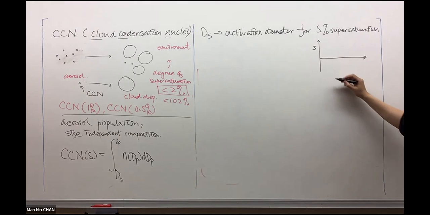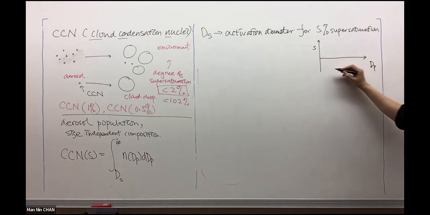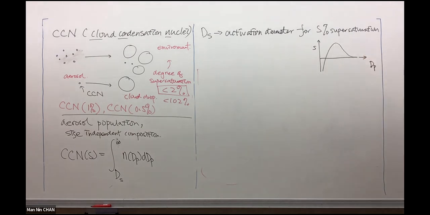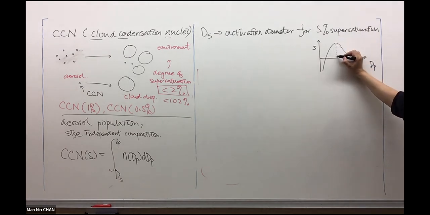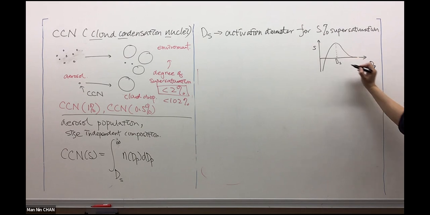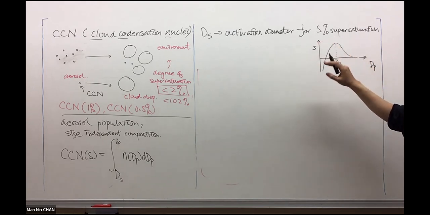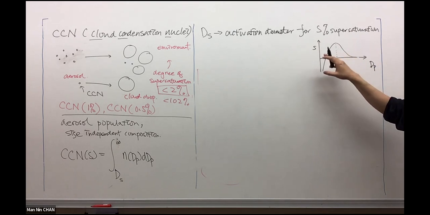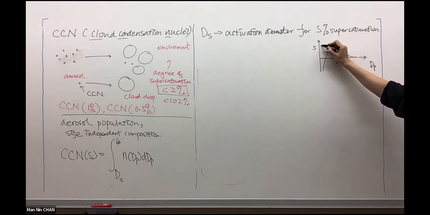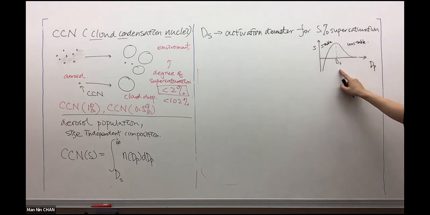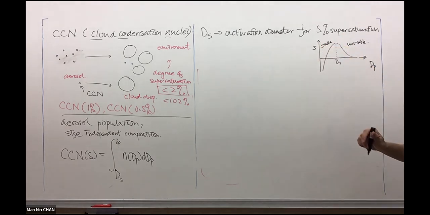If you remember, when we look at the Köhler curve, this is the degree of supersaturation, and this is your droplet diameter. So you have a Köhler curve like this, and then you can determine this is called the critical diameter. In this case, let's call it Ds. Now you can see, if you remember, we mentioned this is stable and this is unstable. So this is the stable region, and this is the unstable region. And then you can determine this critical diameter, or the critical supersaturation.